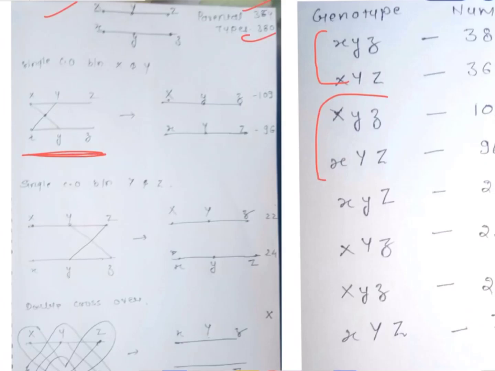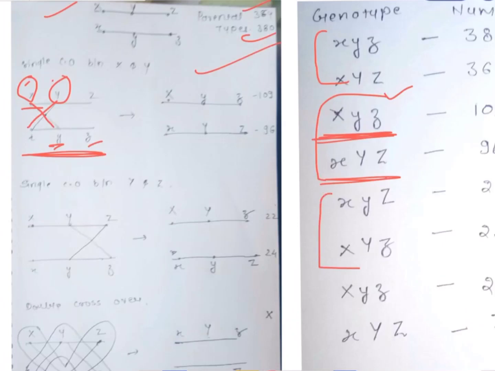These are the parental, and the crossover occurs between X and Y. So what do we get? We get capital X, small y, and small z. This single crossover occurs between these two genes, X and Y, and the genotype that we get is capital X, small y, small z. So we can identify that this single crossover occurred between X and Y, and same here. Now let's find out this one, small x, y, and capital Z.